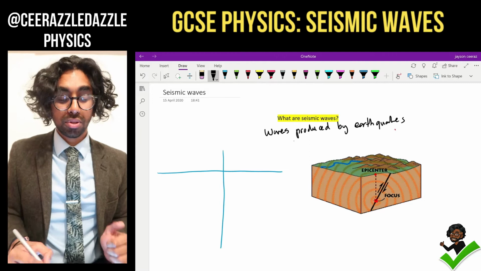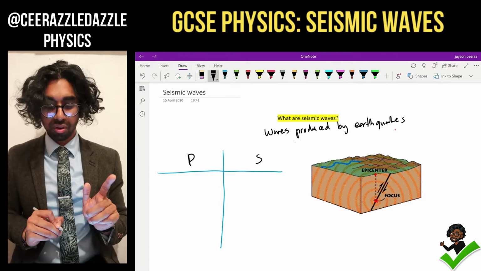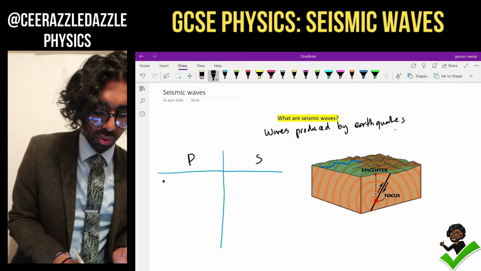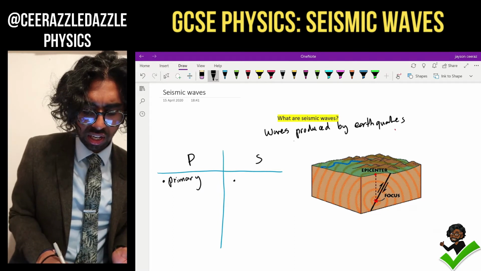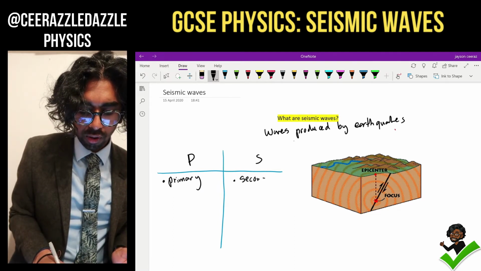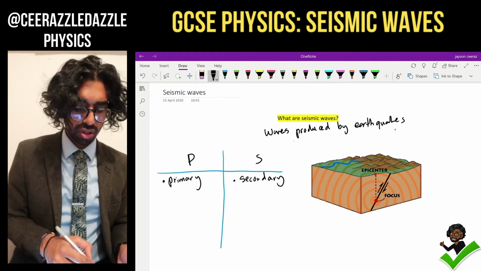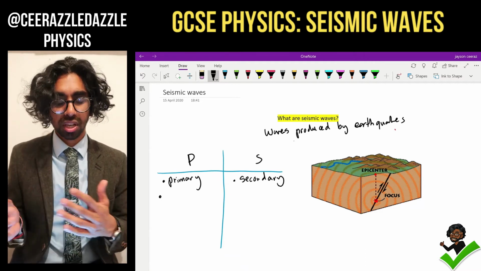There are two types of seismic waves, P waves and S waves. P waves stand for primary, and S waves stand for secondary. Which one do you think arrives first? Which one do you think travels fastest? It's going to be the primary, because think about it, primary school comes before secondary school.